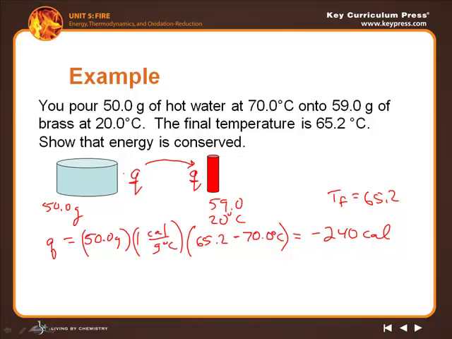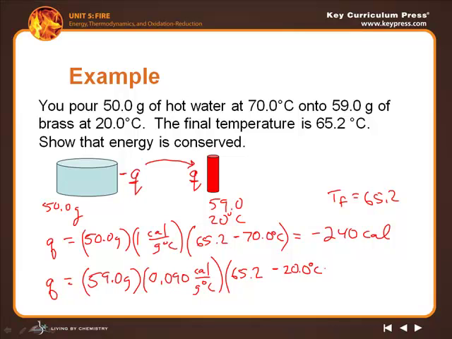So that means the water is losing 240 calories of heat. It's a negative value, which makes sense because the water is decreasing in temperature. The Q for the brass is equal to 59 grams of brass. Then we have to look up the specific heat capacity of brass. In our lab, it said the specific heat capacity of brass was 0.090 calories per gram degree Celsius. And the change in temperature for the brass went from 20 degrees initial to 65.2 final. If we calculate 65.2 minus 20, times 0.09, times 59, and energy is conserved, these numbers should be the same.